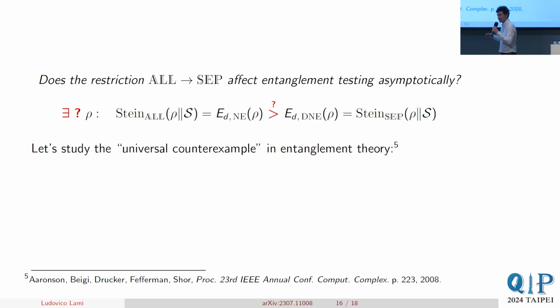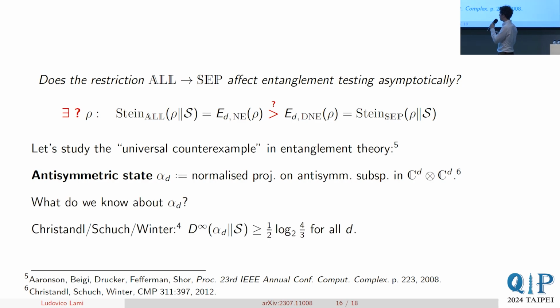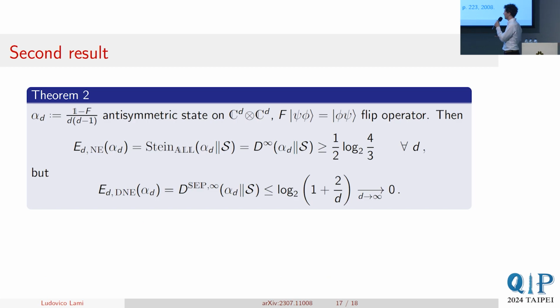There's a natural candidate, I think, which is the universal counterexample in entanglement theory, called the antisymmetric state. This is just a normalized projector onto the antisymmetric subspace. This has been studied by Christandl, Schuch, and Winter in 2012. What they proved is that the regularized relative entropy of entanglement of this state is lower bounded by a constant for all d. So it doesn't go to 0. It turns out it's also upper bounded by a different constant, so we know it's asymptotically constant. We don't know the value, but whatever it is, it doesn't go to 0.